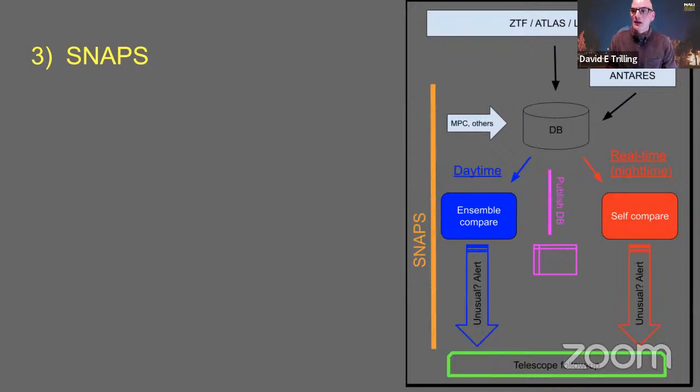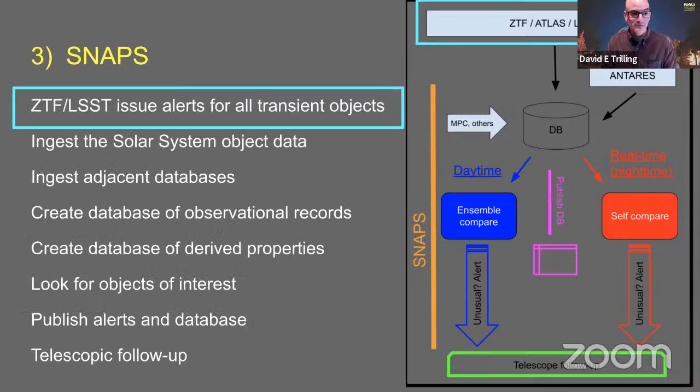Good. So I know it's not always that much fun to look at an architecture diagram in a talk like this, but I think it's important. I want to talk to you about the parts of SNAPS, and then I'll show you examples from each of these aspects. So I'm going to walk through this. I have the blue box to highlight both the text on the left and also the flow chart on the right. So ZTF and also LSST issue alerts for transient objects.